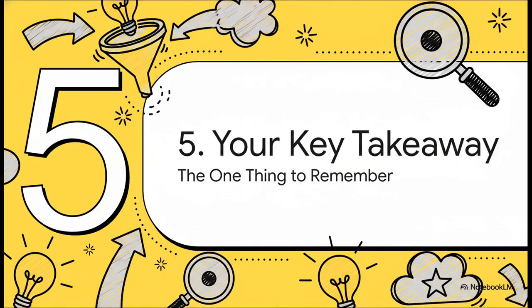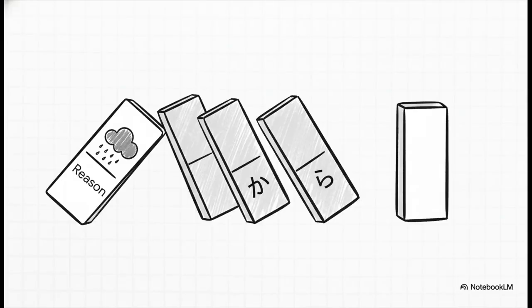So let's move to our final section, number 5, your key takeaway. This is the one thing to remember. We've gone over the definition, the structure, we've seen some examples. Now it's time to boil it all down to the single most important concept, the one idea that will make sure you use kara correctly every single time. And here it is. Just remember this. Reason first, then kara. This is the core principle.